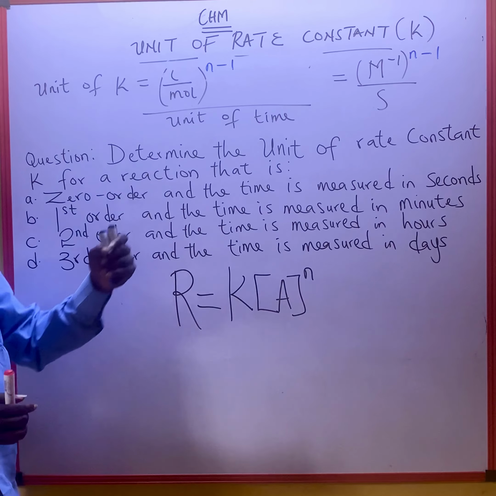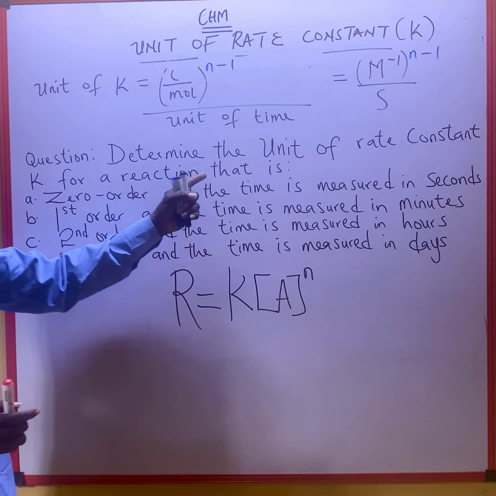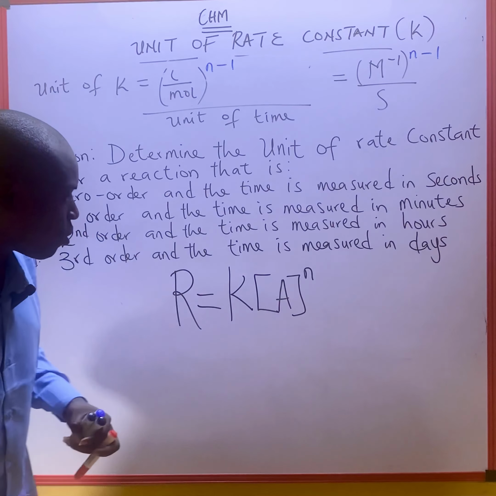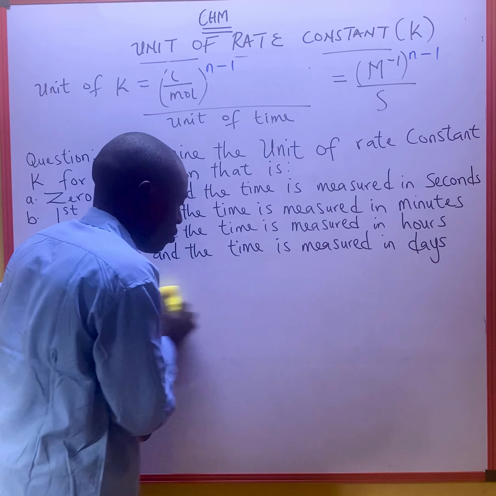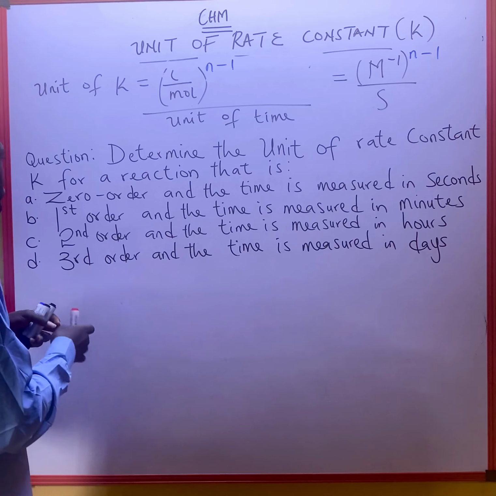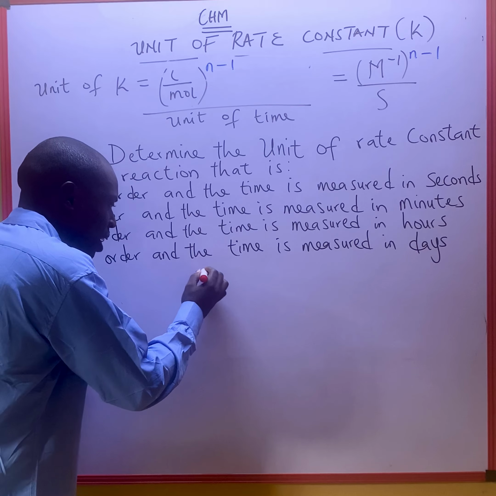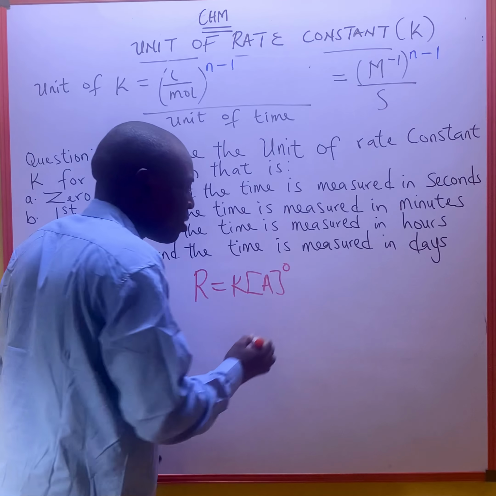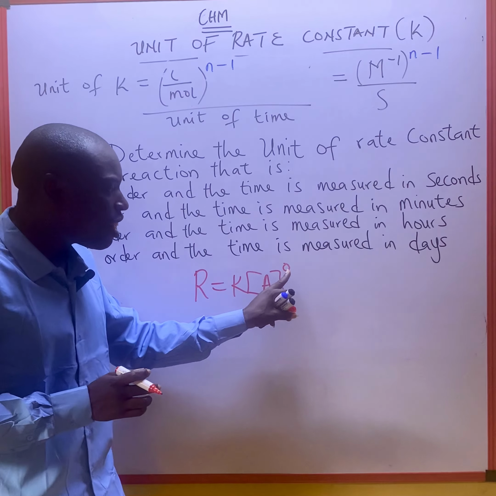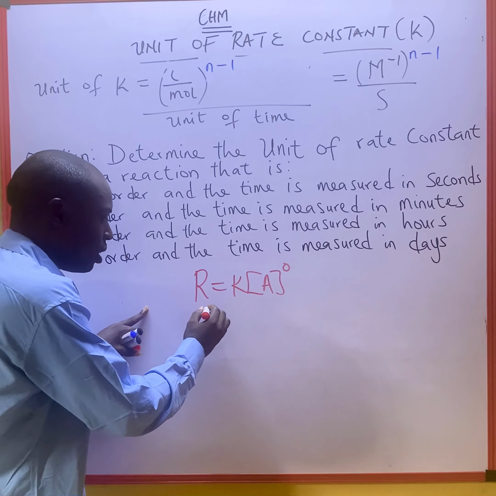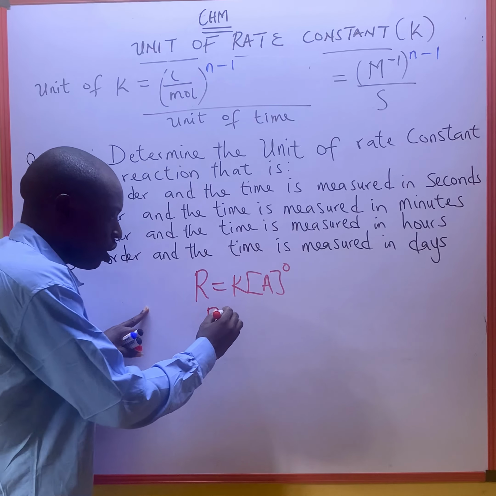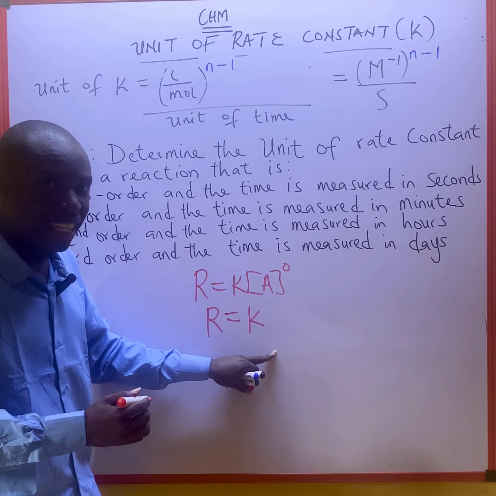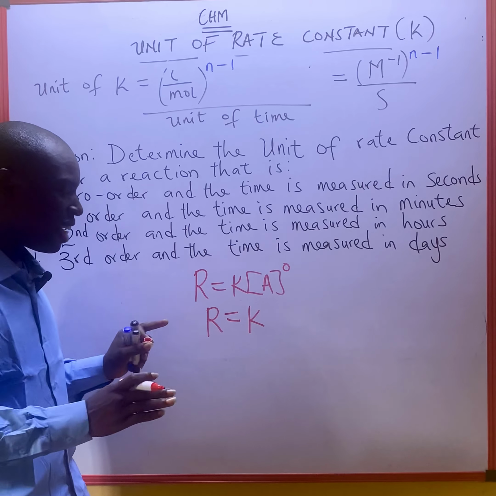The question says, determine the unit of rate constant K for a zero order reaction, where time is measured in seconds. So, let us solve it. For a zero order, the rate will be equal to K times the concentration of A raised to power 0. And remember, anything raised to power 0 is 1. As such, the rate of the reaction is equal to the rate constant. So, R is equal to K. It is very, very simple.